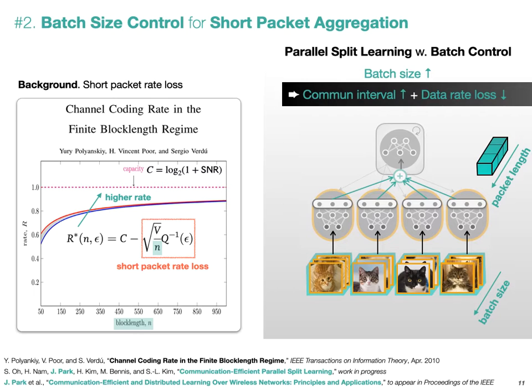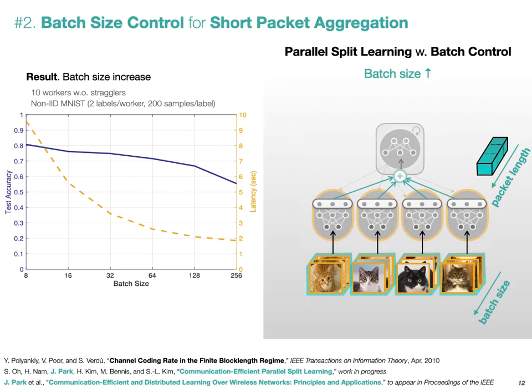Otherwise, there exists a data rate loss term that diminishes with n. Here, the batch size increase corresponds to aggregating data packets, increasing n. Therefore, we can reduce the data rate loss when we increase the batch size. Consequently, we can observe the effectiveness of batch size increase in terms of latency, as shown in the yellow curve in the simulation figure on the left-hand side.